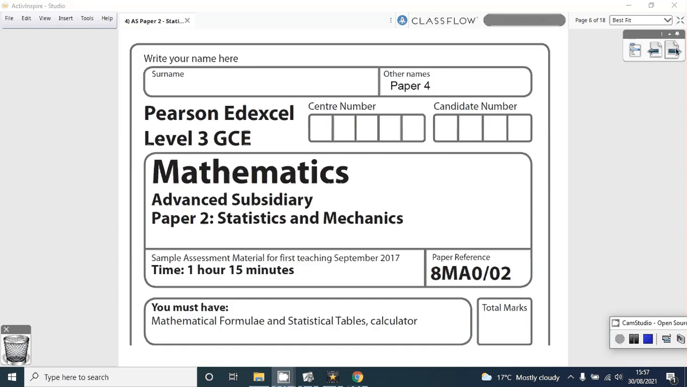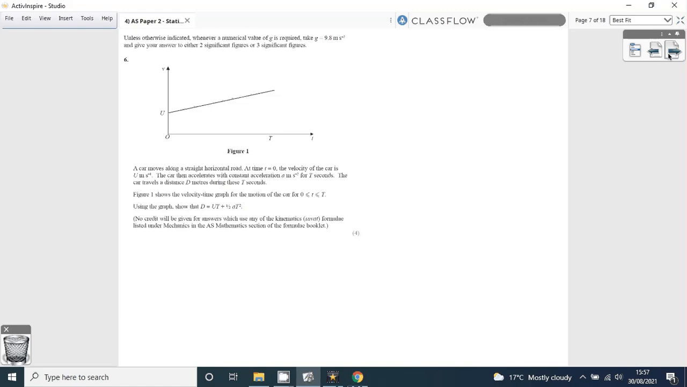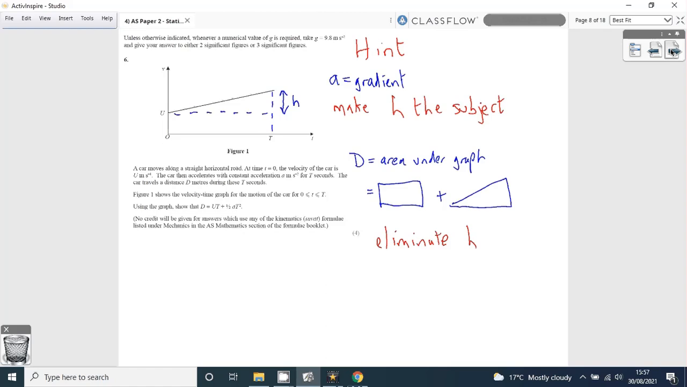So starting off in section B, the first stats question was question number 6. So this is the question if you want to pause and have a go without the hint. So here's the hint. So just draw in these dotted lines to help you gather your thoughts, and let's call that distance there h.